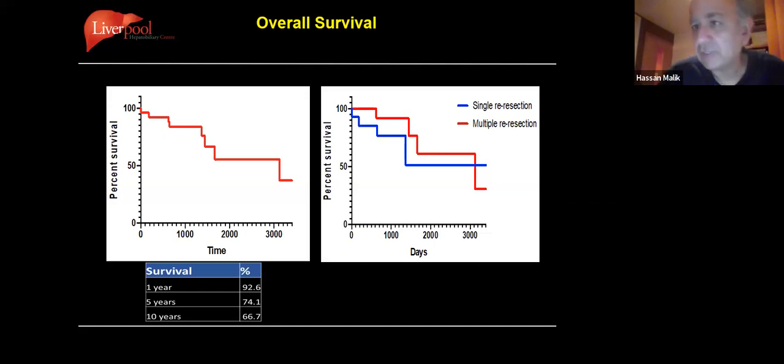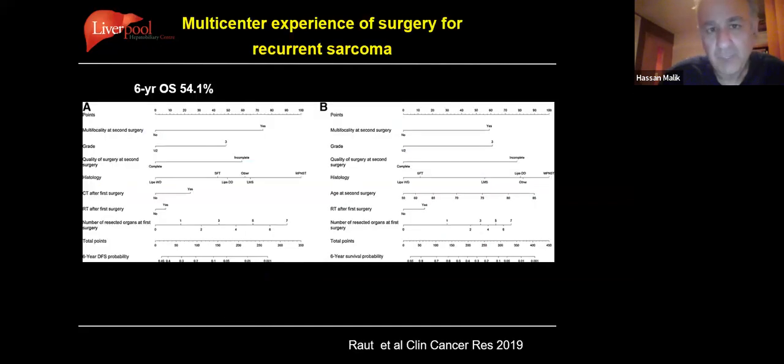And this is controversial because a lot of centers will not re-resect recurrent sarcoma. But this is now data published from the Transatlantic and Australasian Retroperitoneal Sarcoma Collaborative. And they looked at a lot of data on recurrent sarcoma. They found a number of factors that predict outcome. And the overall 6-year survival was still over 50%. So certainly worth considering in a select group of patients.